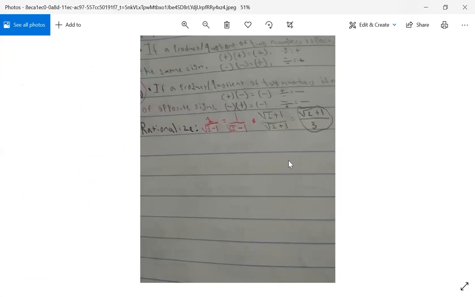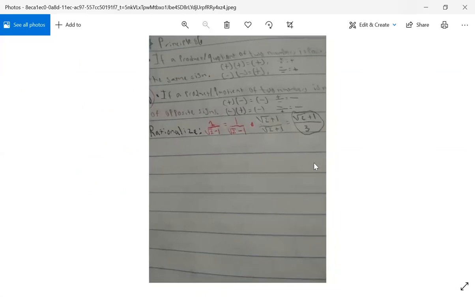Okay, thank you, Chris, for sharing this work. This piece of work, when you multiply, this is good. This step is good, this is wrong. Why? Because root 2 minus 1 times root 2 plus 1 equals 1, it doesn't equal 3. Okay, could you tell me how you got 3, Chris?